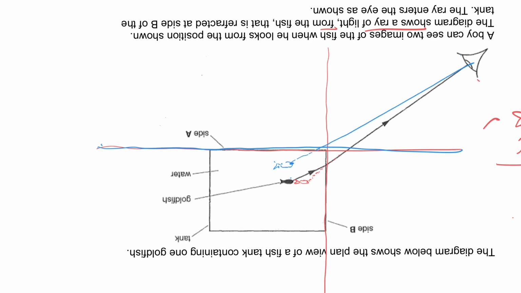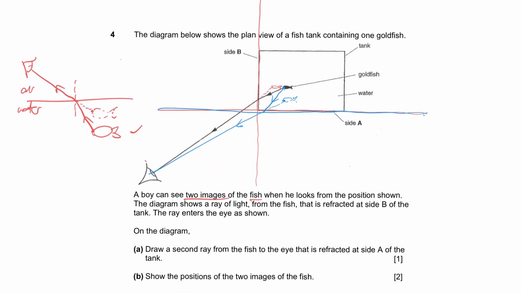And where does the ray come from? It comes from the actual object, the fish, then it goes here. So there you have it. You have your two images of the fish and the two rays, and you're going to see them from either side, side A or side B. So I hope you understand how to do this question now.